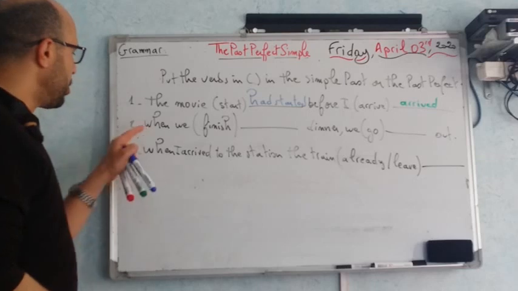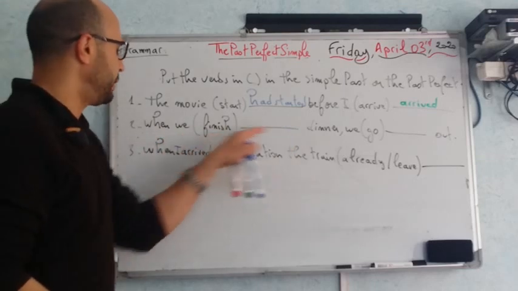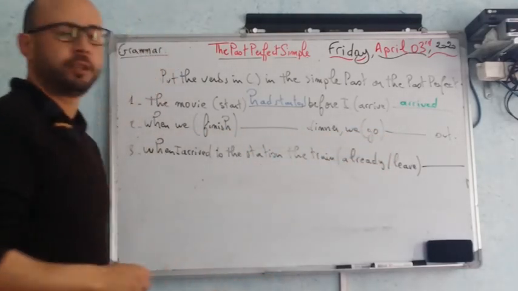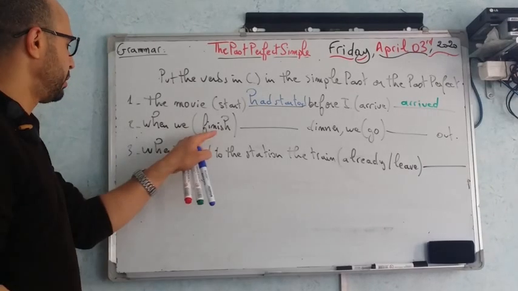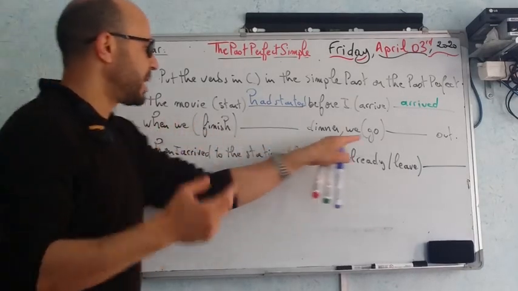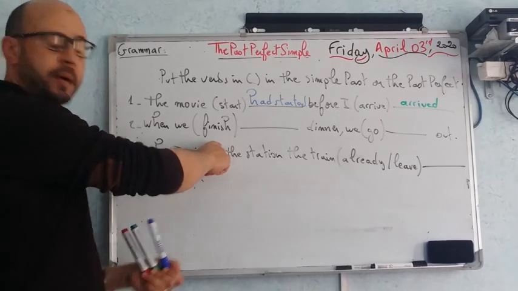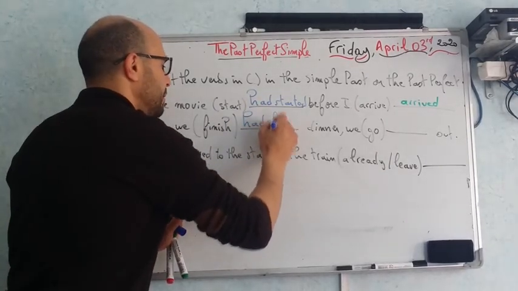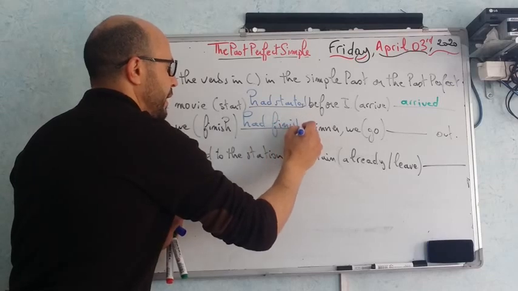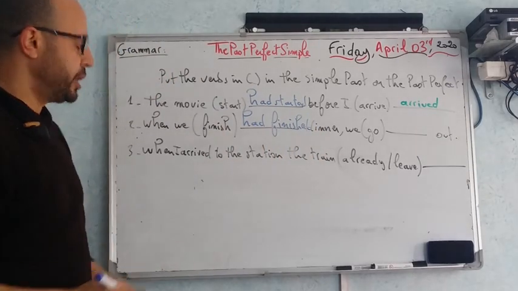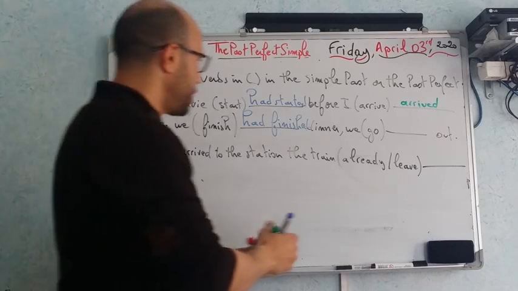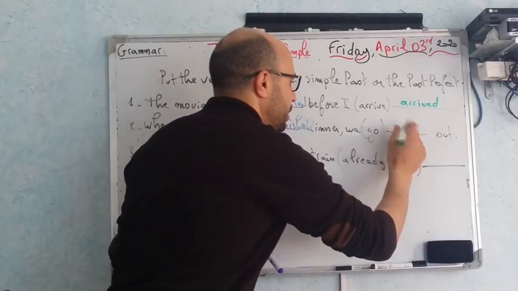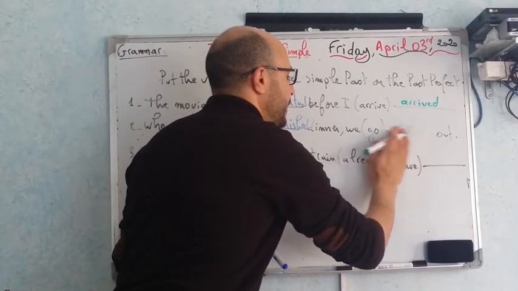Number two. When we finish dinner, we go out. So what is the first action? Finish. The second action, go. So this one needs to be in the past perfect. Good. Had finished dinner, we went out. Good, very good, excellent.